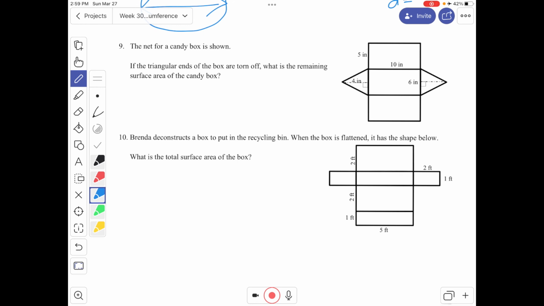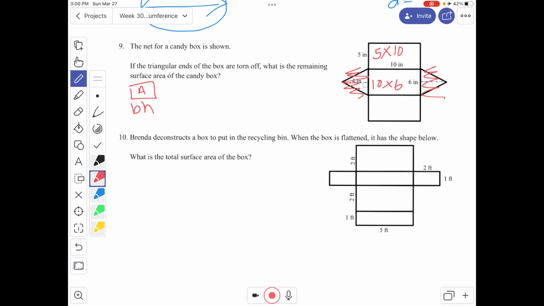Number 9. The net for a candy box is shown. If the triangular ends of the box are torn off, what is the remaining surface area of the candy box? So if you tear off the ends, it means you're really just looking for the lateral surface area. So the only thing that's left are a bunch of rectangles, which are base times height. So the base of this top one is 5, and the height would be 10, or the other way around. And on the next one, the base is 10, and the height is 6.